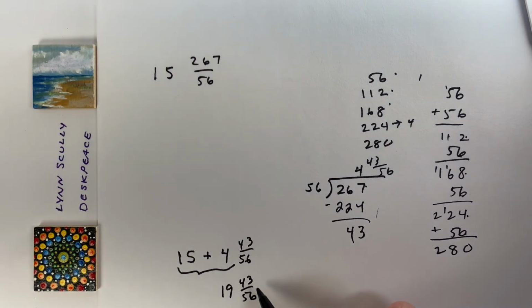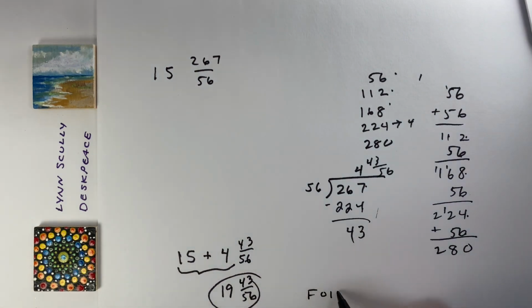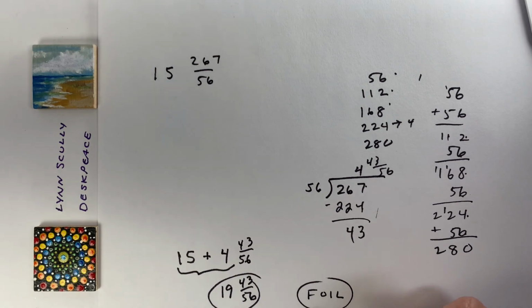And 43 is prime. Nothing's going to divide into it. All done. I want you to practice this FOIL technique because it's going to help you in algebra. So we're going to get a jump on that now.